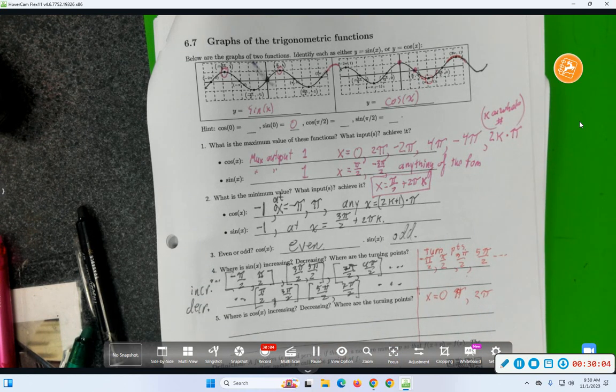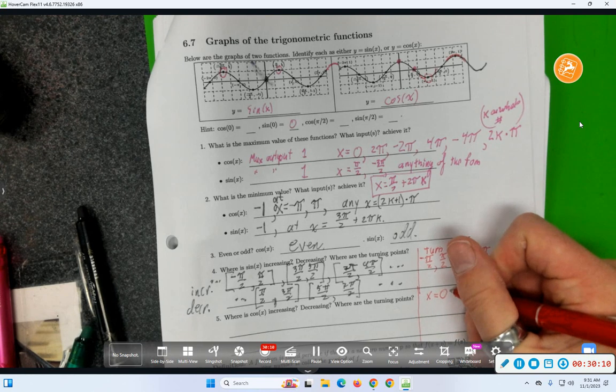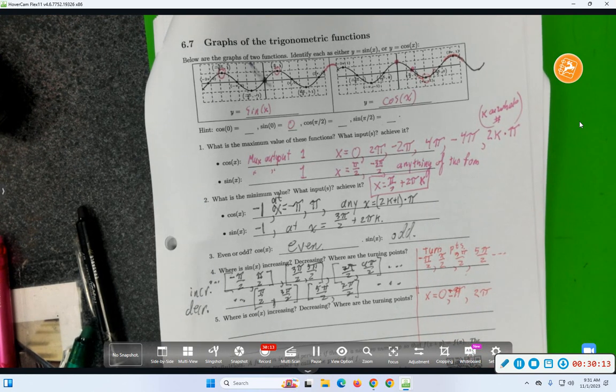Are there any negative turning points on this graph? Where are they? Negative pi? Oh, so I guess I could just put a plus or minus there. Negative 2 pi? All right.